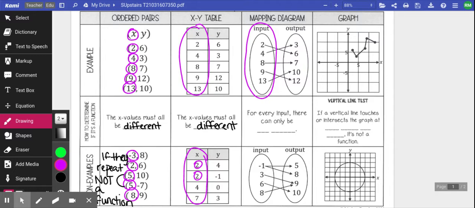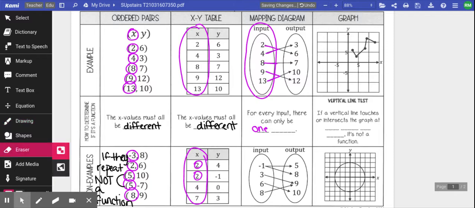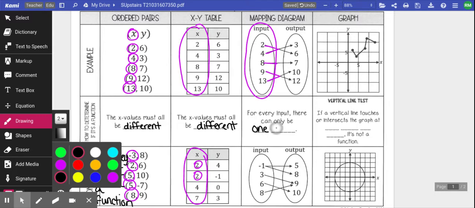We could look at it this way. No. The other way you can look at it is there's exactly one line that comes from all of these. So one line from the 2, one line from the 4, one line from the 8, one line from the 9, one line from the 13. So for every input, there can only be one output. Okay, so I put this in, I only have one thing coming from it.